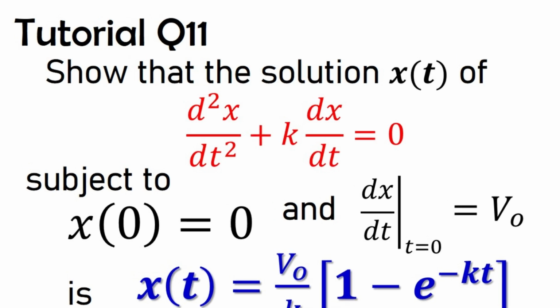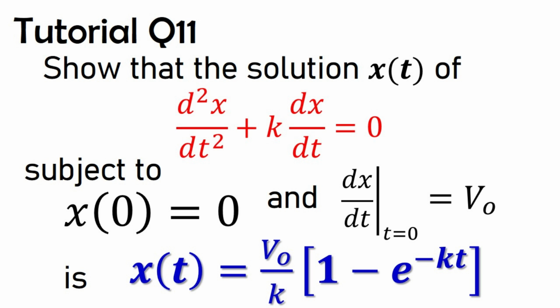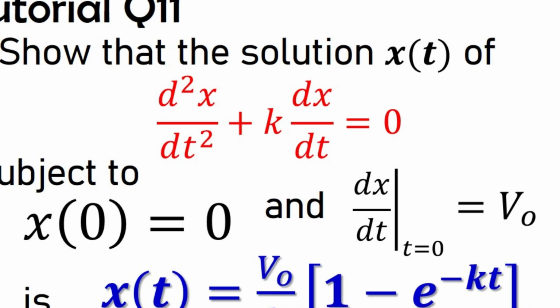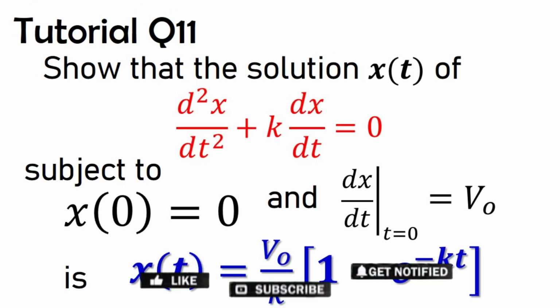The problem in the image is a classic second-order linear ordinary differential equation, ODE: d²x/dt² + k dx/dt = 0, subject to the initial conditions x(0) = 0, dx/dt at t = 0 equals v0. It asks us to show that the solution is x(t) = (v0/k)(1 − e^(−kt)).